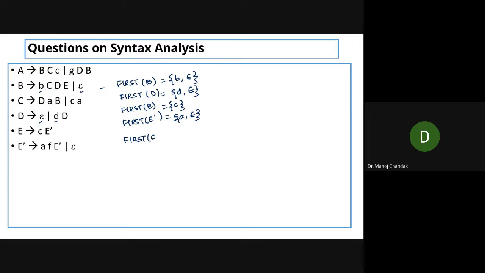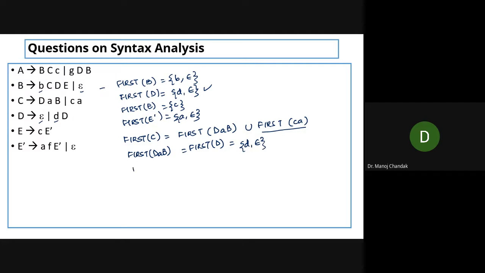First of capital C will be equal to first of what? First of capital DAB union first of small ca. So there is no problem here, but the problem exists here. So first of capital DAB will be equal to first of D, okay? And that first of D is already computed here. That is D epsilon.